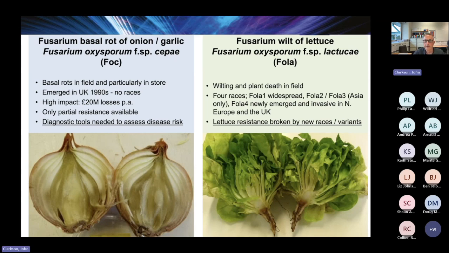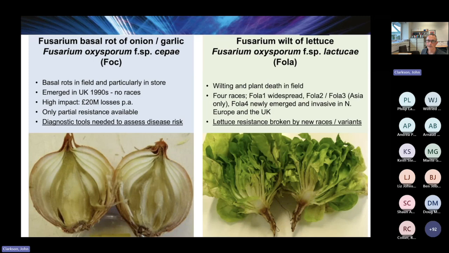So the other pathogen I'm going to focus on is Fusarium wilt of lettuce. It's caused by Fusarium oxysporum forma specialis lactucae, or FOLA for short. Again, this causes wilting and plant death in the field. That's the main issue in this particular disease. And this is one of the forma specialis that does have races. So we've deployed resistance in the field, and then the pathogen has evolved to overcome that resistance.